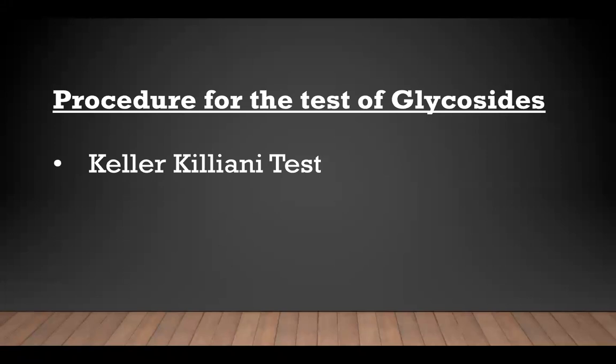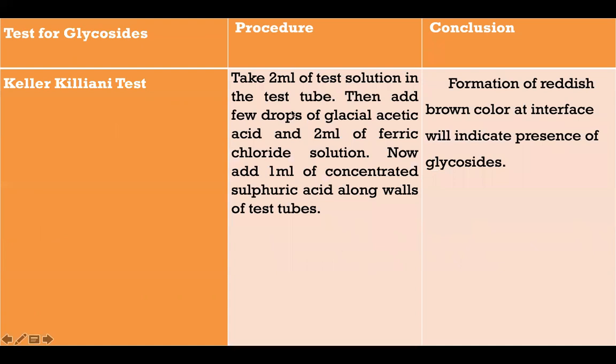We use the Keller-Killiani test for it. The simple procedure is that we will take 2 ml of our test solution, that is the plant sample or plant extract solution, in a test tube. Then we will add a few drops of glacial acetic acid and 2 ml of ferric chloride solution. Now add 1 ml of concentrated sulfuric acid along the walls of the test tube. If there is formation of reddish brown color at the interface, it will indicate the presence of glycoside in your sample.